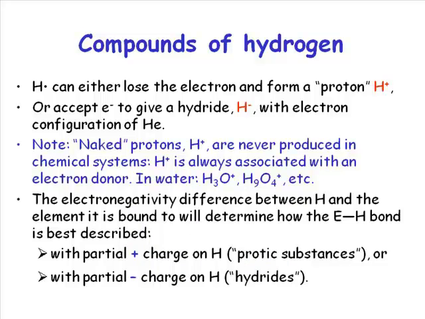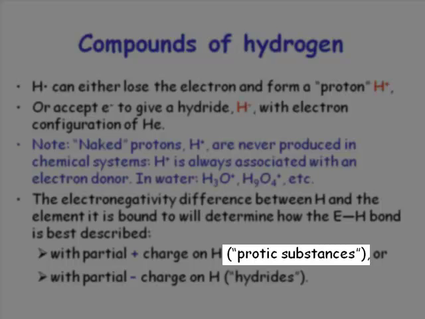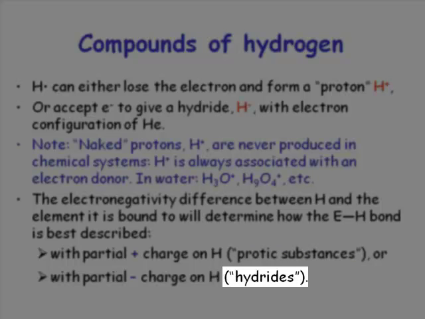Now, electronegativity difference between atoms allows us to predict the polarity of bonds in covalent molecules. And it allows us to predict the polarity of bonds in molecules containing hydrogen. Molecules containing hydrogen might be delta+ on the hydrogen, and they might be delta- on the hydrogen. And the only way we can tell is by comparing the electronegativity of hydrogen to the electronegativity of the atom to which it's bonded. So, if it's partially positive charge on hydrogen, then we call it a protic substance. If it's partially negatively charged, we call it a hydridic substance.